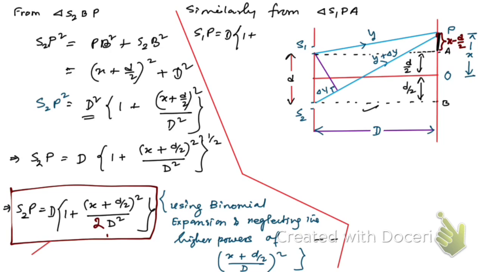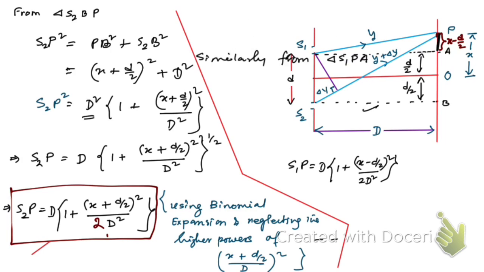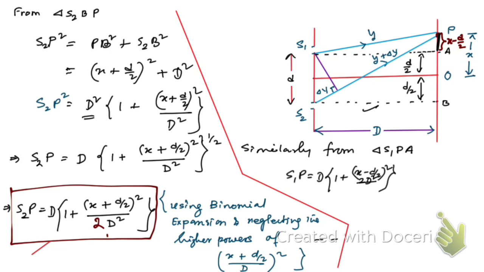So S1P is equal to d into 1 plus x minus d by 2 whole square divided by 2d square, not only d square, sorry, 2d square, bracket close. Right, let me write it properly. So this is what we're gonna get. Hope you have understood this. Let me write here, just give me a second. Okay, so this is what we gonna have.